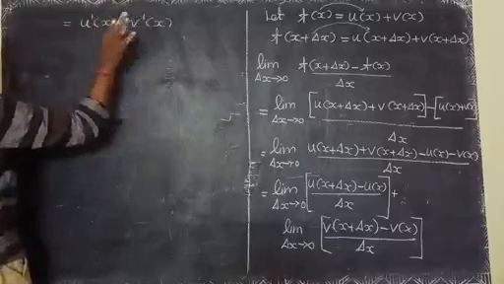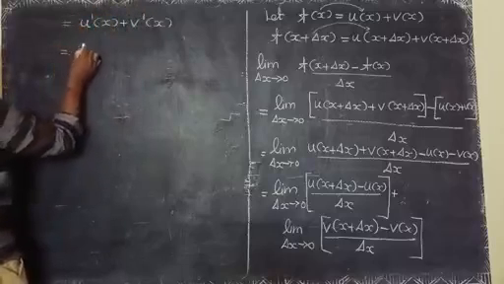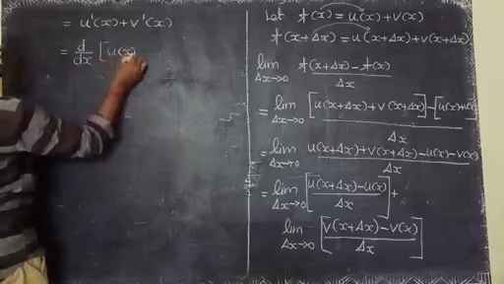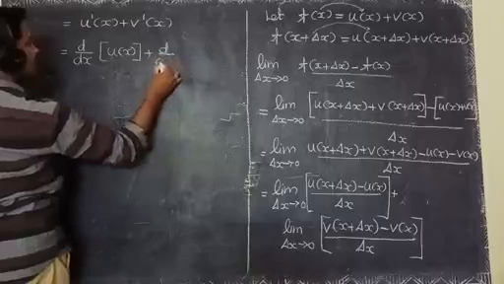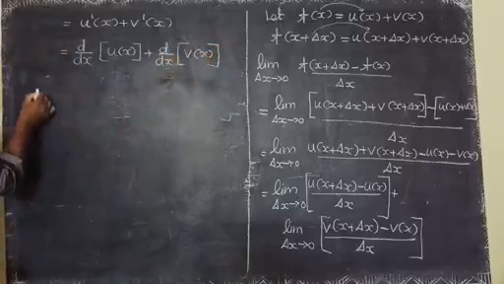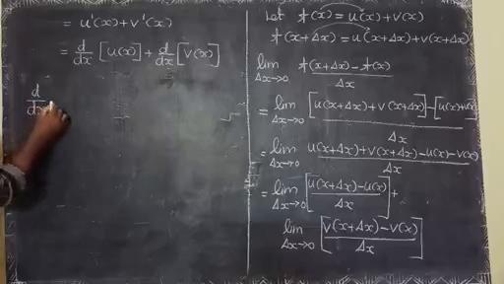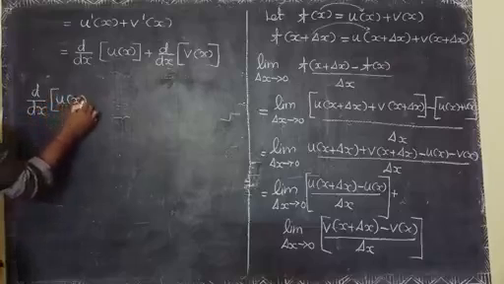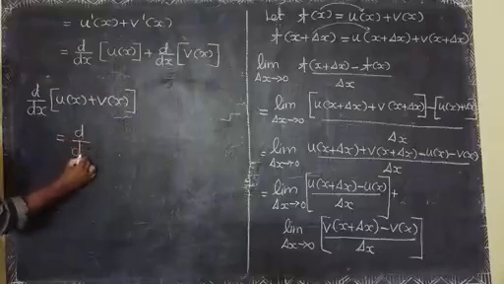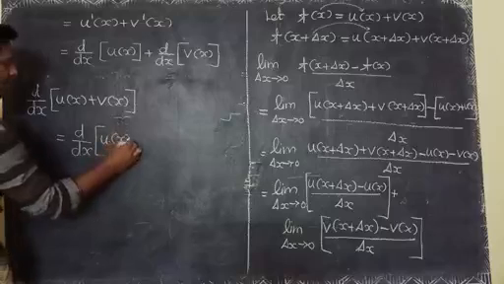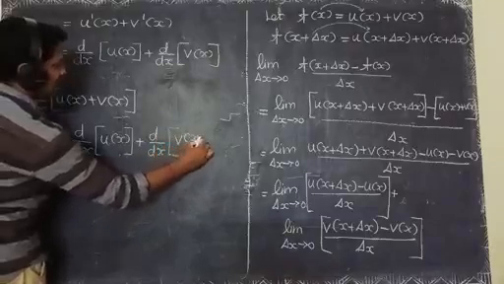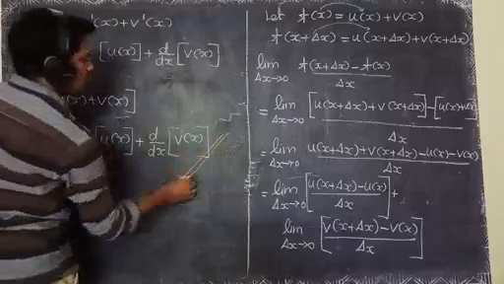Hence proved, which can be written as d/dx of u(x) plus d/dx of v(x). That is, d/dx of [u(x) + v(x)] is equal to d/dx of u(x) plus d/dx of v(x). Hence proved.